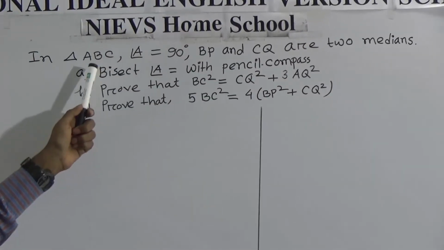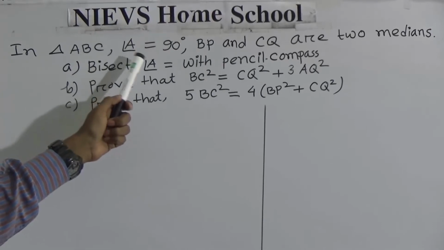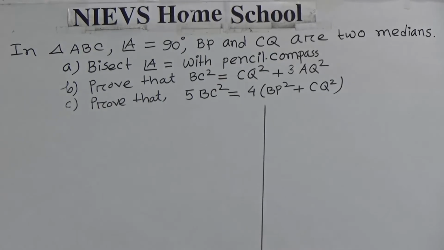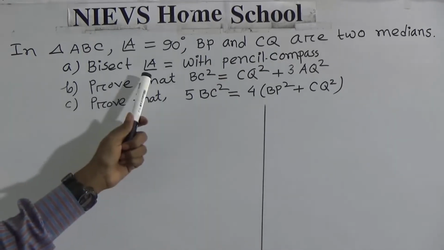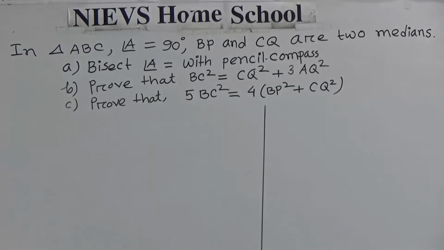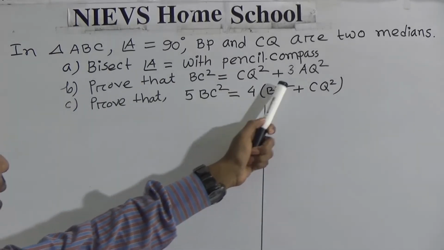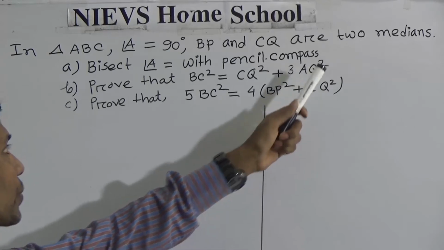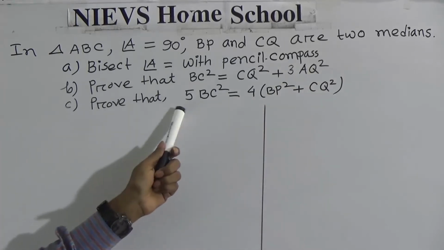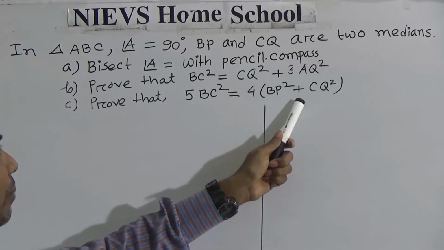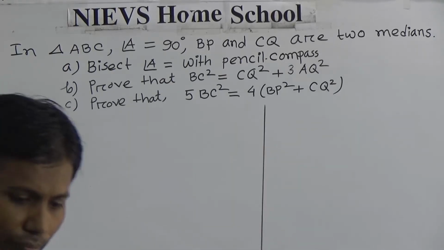In triangle ABC, angle A equal to 90 degree, BP and CQ are two medians. A: Bisect angle A with pencil compass. B: Prove that BC square equal to CQ square plus 3AQ square. C: Prove that 5BC square equal to 4 of BP square plus CQ square.